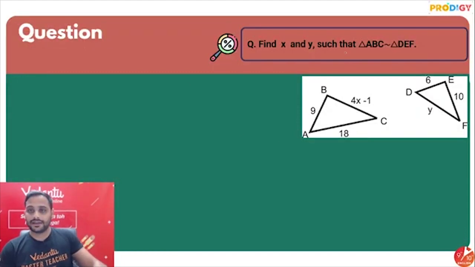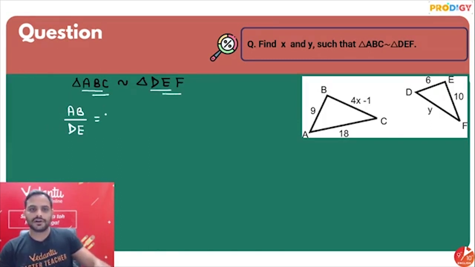Find X and Y if triangle ABC is similar to triangle DEF. So if it is given to us that triangle ABC is similar to triangle DEF, how do I write the similar sides, beta? First thing, take the first two letters over here. I can say, sir, AB upon DE. Then take second and third letter, here also second and third letter, BC upon EF. Here take first and third letter, so AC upon DF. ठीक है?